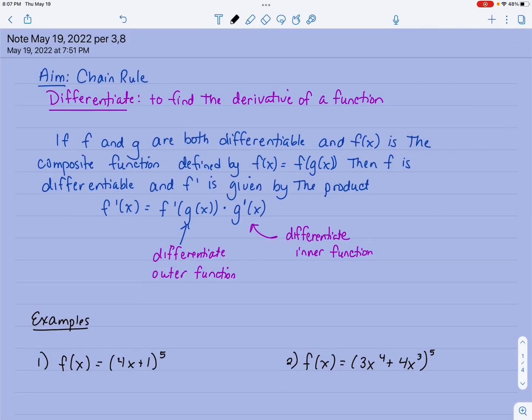Hi guys, I'm not in school today, so I'm just going to teach you something pretty quickly. You could just write all this in your notebook and then you'll have homework. All right, so we're learning the chain rule today.